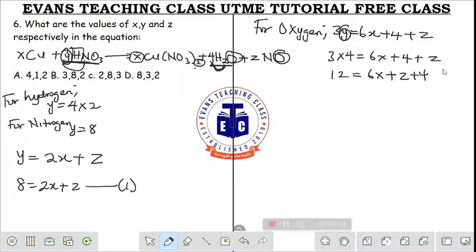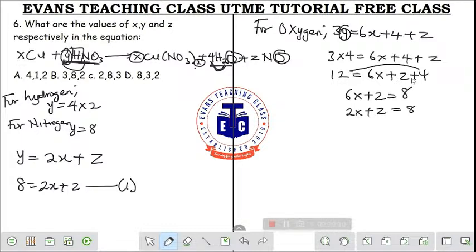So what are we going to do now? We're going to bring this 6x plus Z to this side, so it will now be 8. So 12 minus 12, that will be 8. So let's bring this one to 2x plus Z is equal to 8. I think you get what I'm doing, so that's what I'm doing currently.